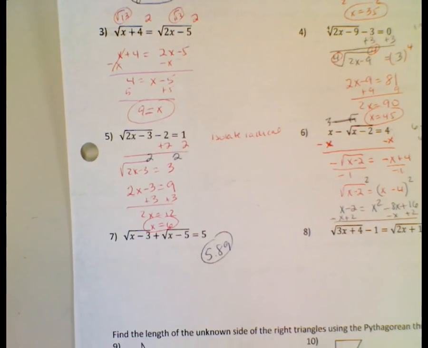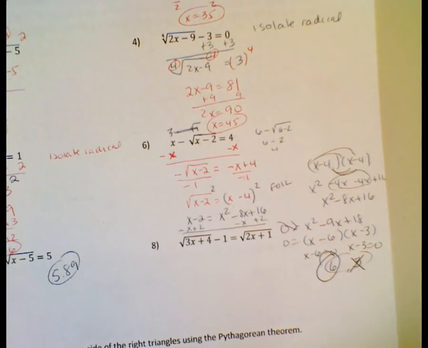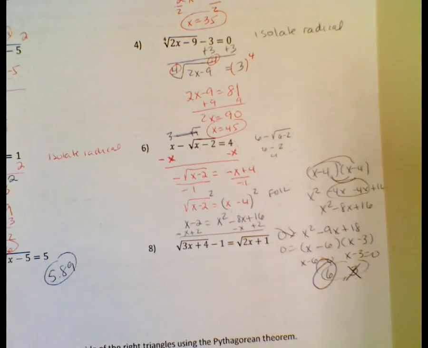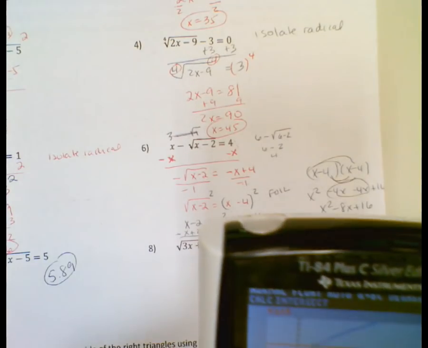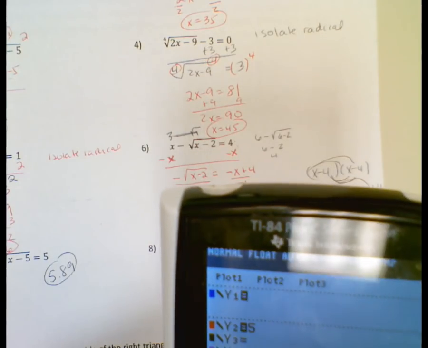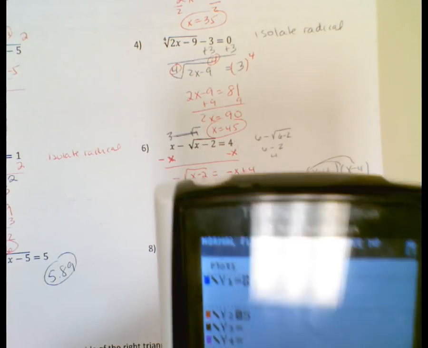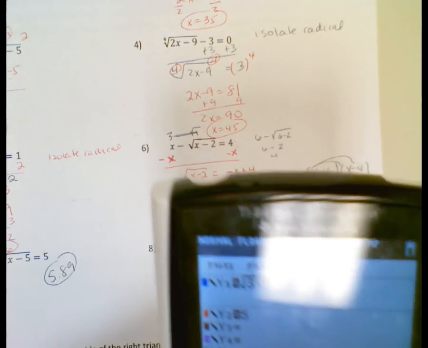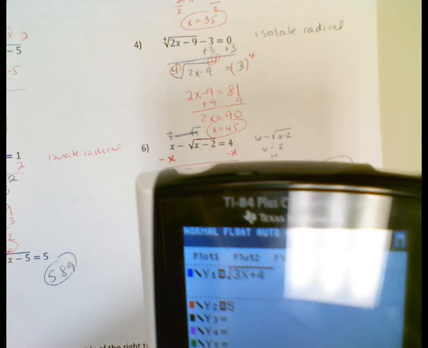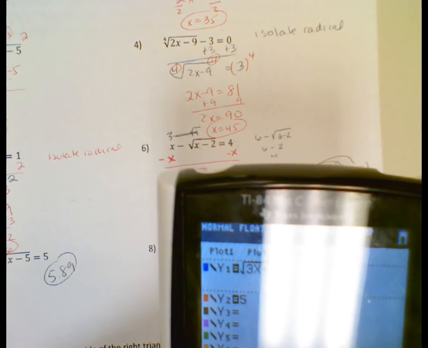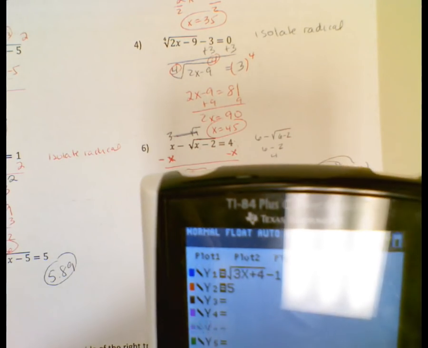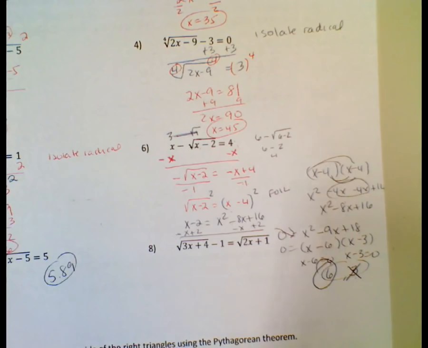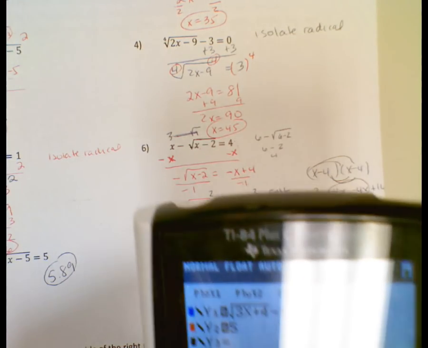5.89. This one for sure is going to be on the calculator. I'm not going to show you how to do these because they're too hard. Square root of 3x plus 4. Use your right arrow to get out of that, minus 1. And then the second one is square root of 2x plus 1.